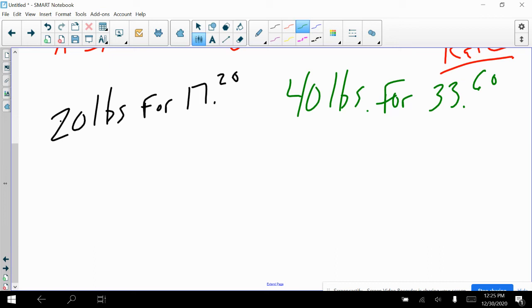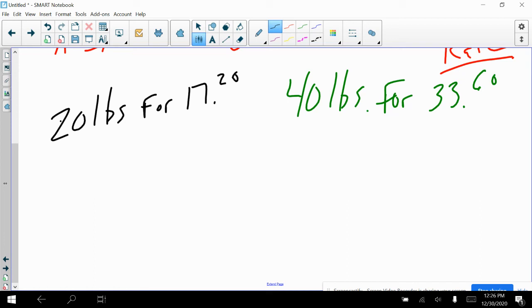They're not equal, right? So the only way that we can compare to see which one is the better buy is to find how much 1 pound of something costs. That's the only way you can do that, because they're different pounds and different prices. You can't just say 40 pounds is better or 20 pounds is better because it's cheaper. Well, you don't know that. So here we go.